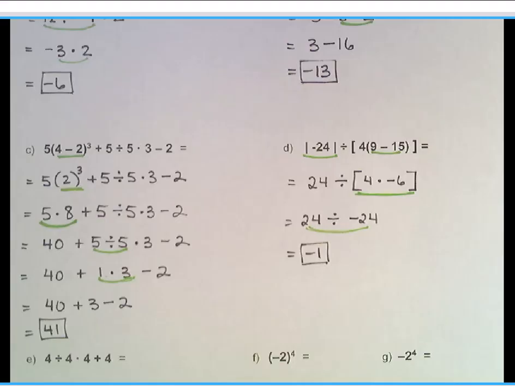So the absolute value bars act like parentheses. So please keep that in mind when y'all are doing your homework.